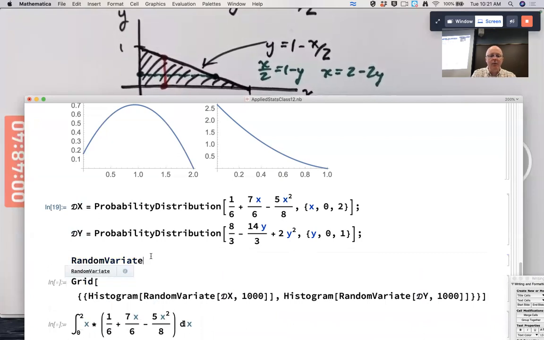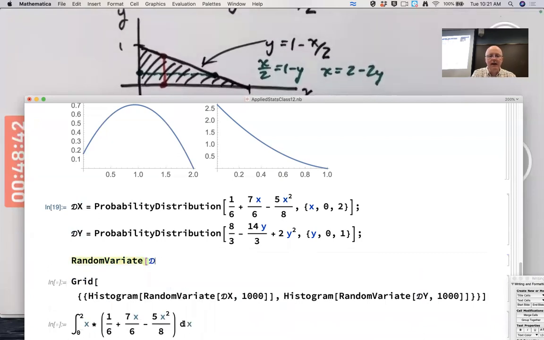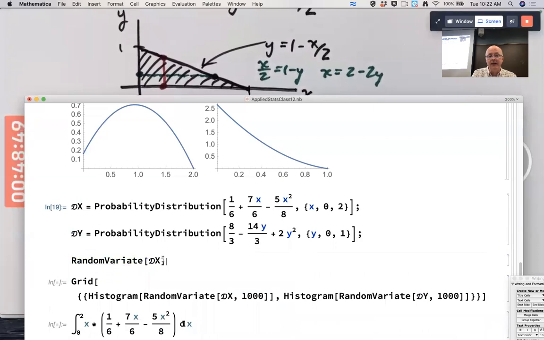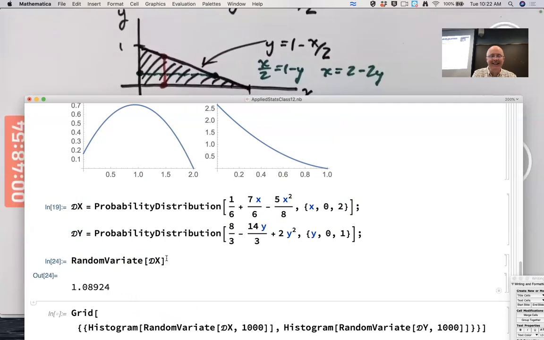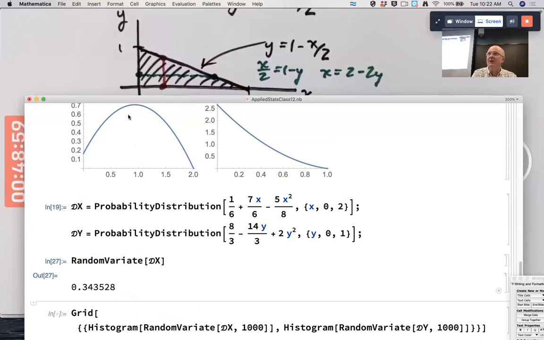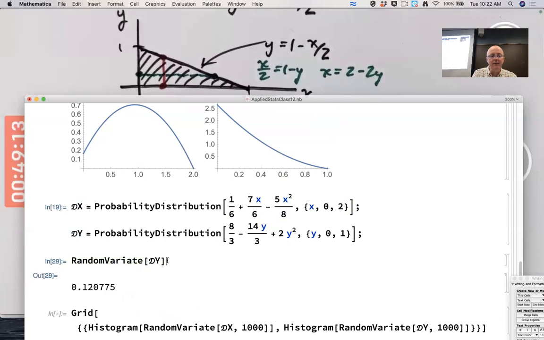If I now combine random variate with one of these things, that will simulate sampling from this distribution. So for X, this in all likelihood is going to be a number near 1, most of the time, because X has a distribution whose mode is near 1. If I do it for Y, Y is right skewed, denser values near 0. In all likelihood, this is going to be a number closer to 0 than it is to 1 most of the time.